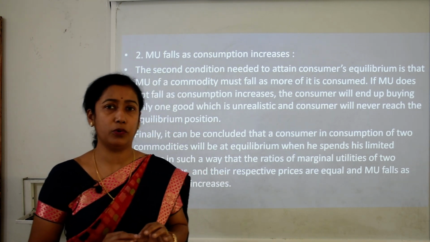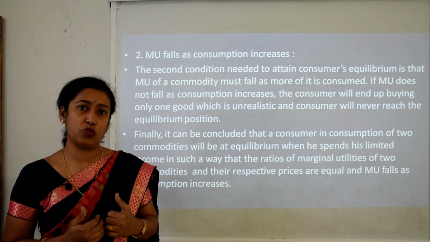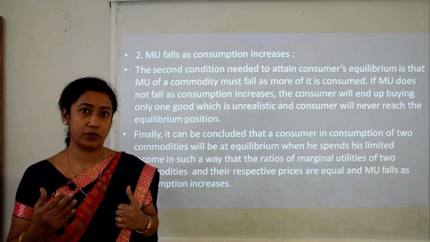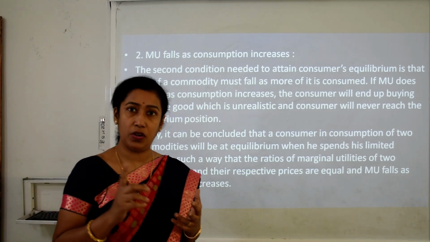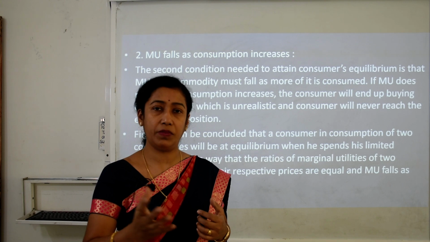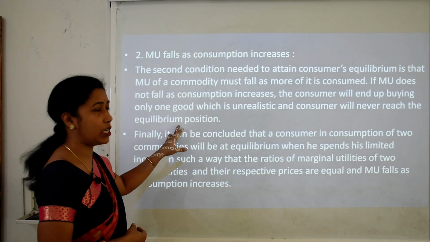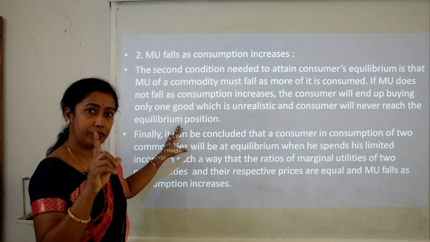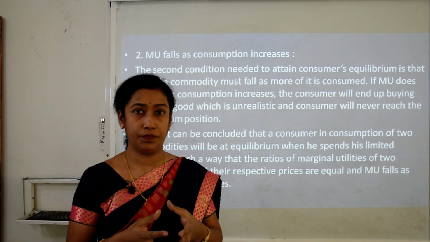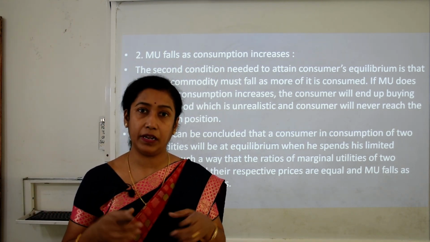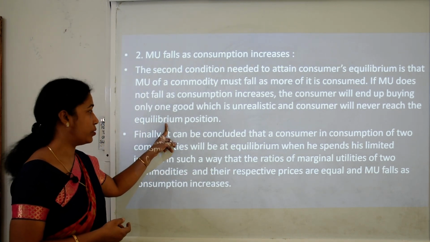But this particular approach is unrealistic. It is not practical in nature. Why? Because any consumer, while satisfying his needs or maximizing his utility, always tries to make a combination of more than one good. So he will never reach the equilibrium position in the case of a single commodity. So we need two commodities; consumer equilibrium can be attained in the case of two or more commodities, and only then can he reach the equilibrium position.